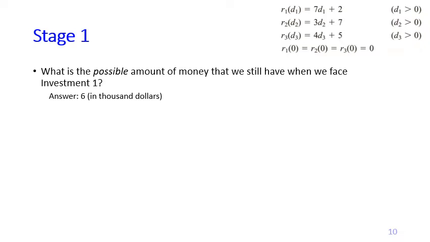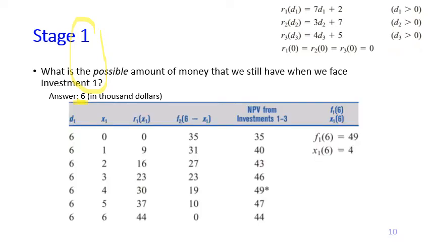Same question, what is the possible amount of money that we still have when we face investment 1? The answer is $6,000 and only 6. Because we know from the problem that at the beginning of this problem, we have $6,000 on hand, and investment 1 is the first investment that we face. So obviously we still have those $6,000 on hand. So the state is $6,000 and we have this many possible decisions.